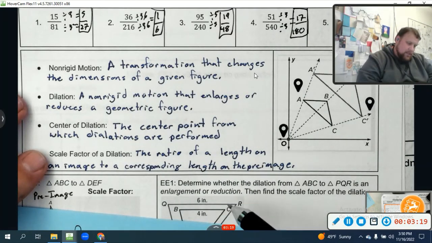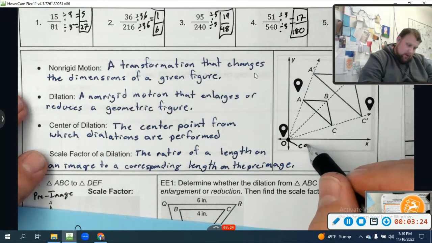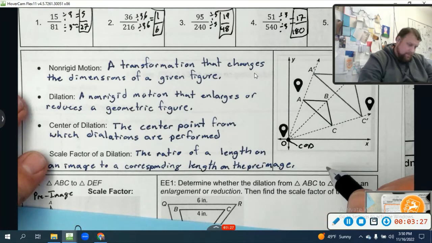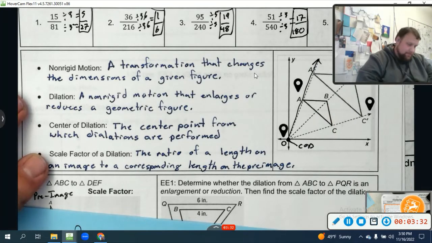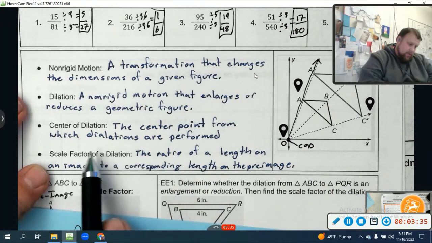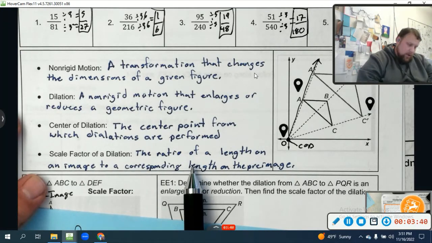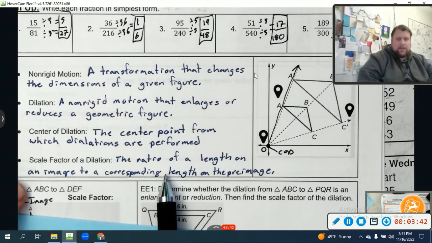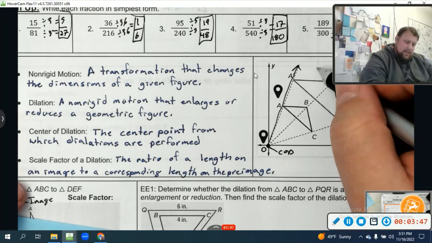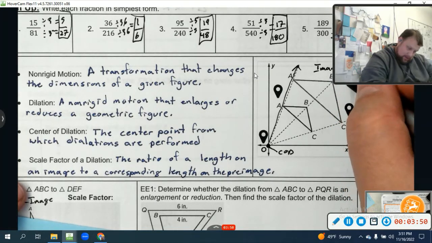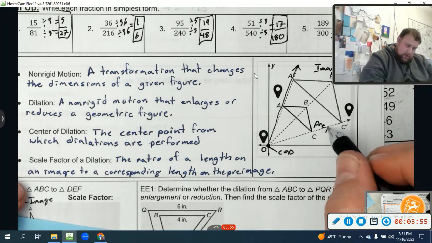Center of dilation is the center point. This is the center of dilation, the COD, right here. And we see this is the dilation being done. This is the center point from which dilations are performed, and the scale factor of the dilation is the ratio of the length on the image. The image, like an image in a mirror, it's the reflection. So we started out with ABC, this is the image. And this is called the pre-image. It's what you started with.